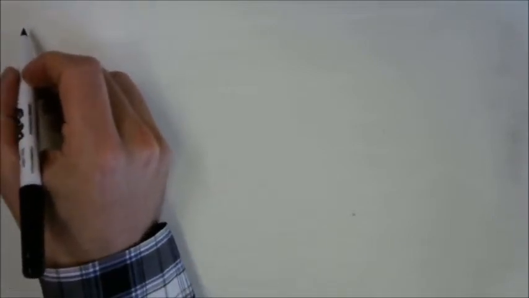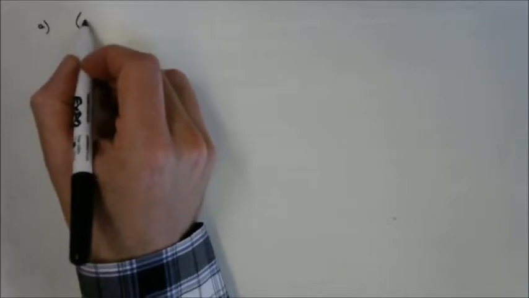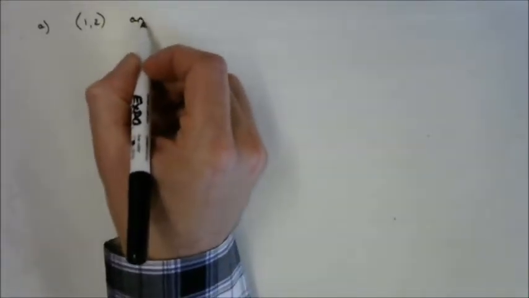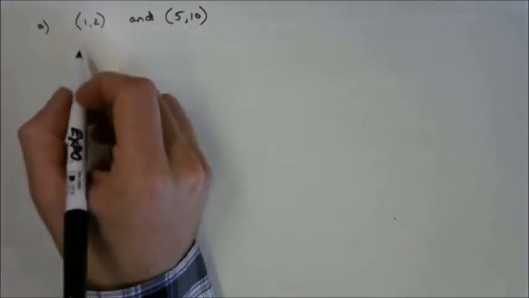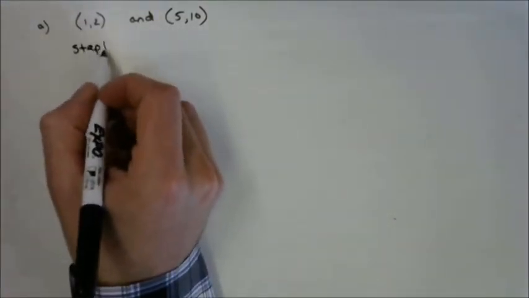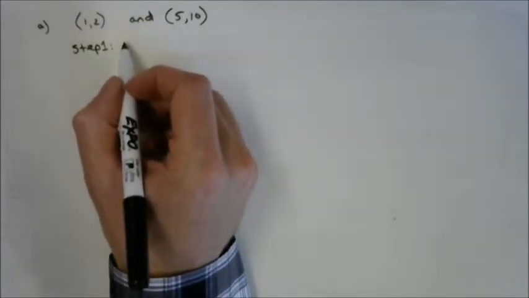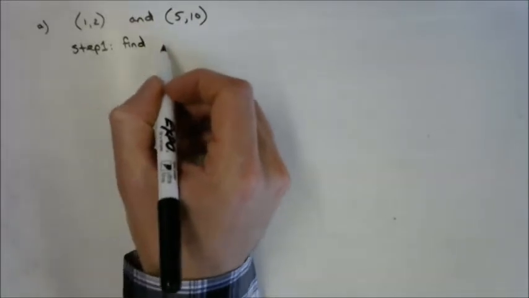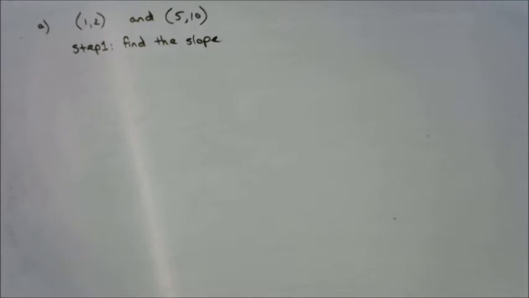Here comes 2 examples, okay? We're finding an equation for a line, being given 2 points. We're simply going to follow the steps that we took notes on. So A is going through 1, 2, and 5, 10, okay? Step 1. What is it? Good. Find the slope. Okay?